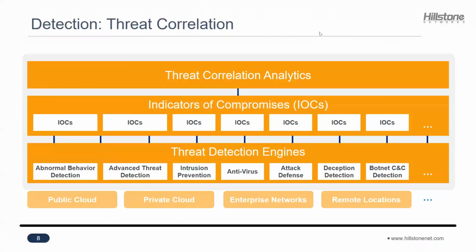Actually, this page just re-illustrates what I just said. The basic architecture of this BDS appliance includes, at the bottom, multiple detection engines, like abnormal behavior, which is today the popular term UEBA, and advanced threat detection, which is our malware family analysis based upon millions of samples and machine learning mechanism. Intrusion prevention, which is the IDS, which is a legacy detection engine. AV, antivirus.